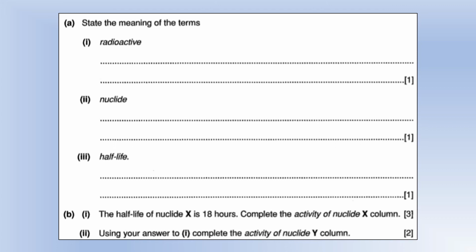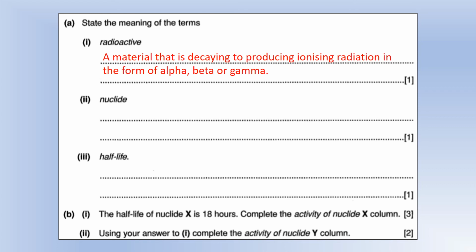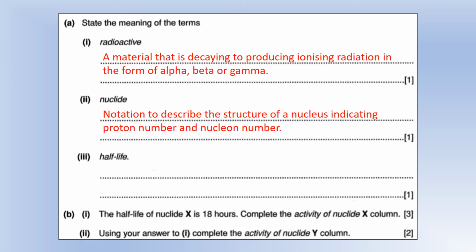So what does radioactive mean? Well, radio is there because it emits radiation, and in the specific types that we talk about being radioactive, it means it's emitting alpha, beta, or gamma radiation. Nuclide is the notation we use to describe the structure of a nucleus, and it's when we're noting its nucleon number and its proton number. And so if they're 2 different nuclides, that means they've got 2 different notations.